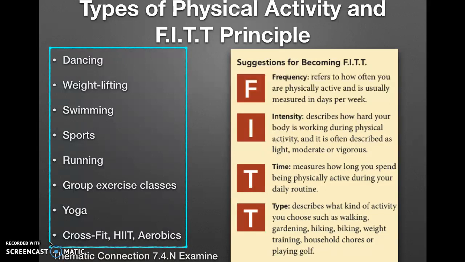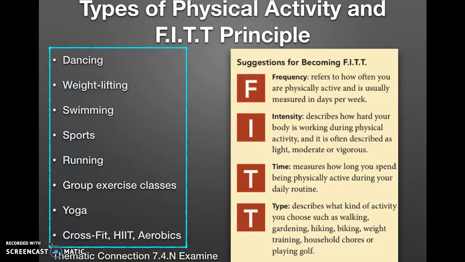Next is intensity. This describes how hard your body is working during physical activity, and it is often described as light, moderate, or vigorous. So, if I just go for a light walk around the block, my intensity, like I said, is light. Now, if I am, let's say, doing weightlifting and running today, and I'm pushing myself pretty hard, then that could be considered vigorous because I'm working really hard. So light, moderate, or vigorous is considered your intensity.